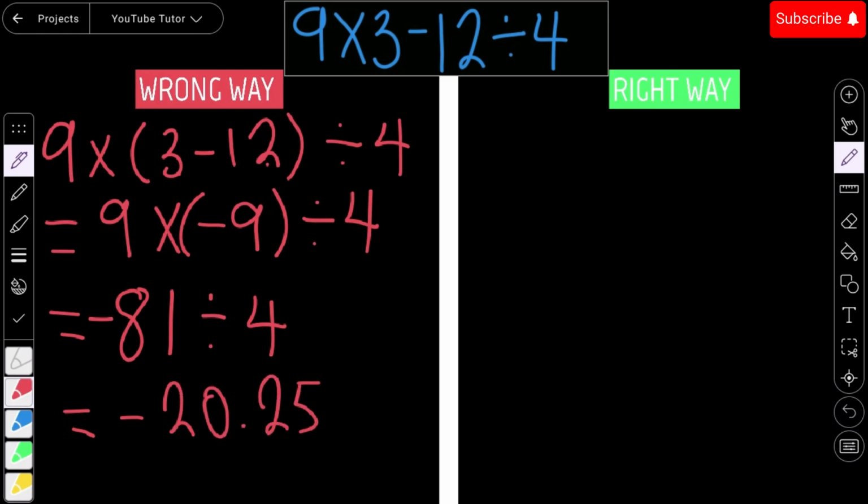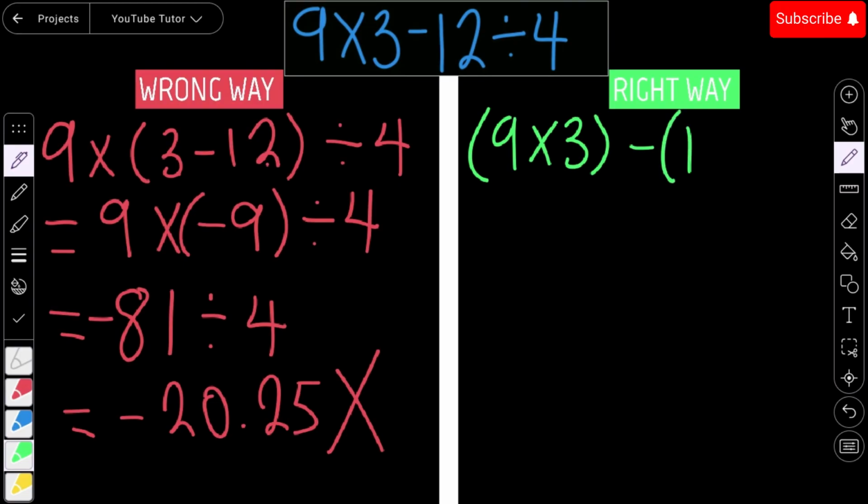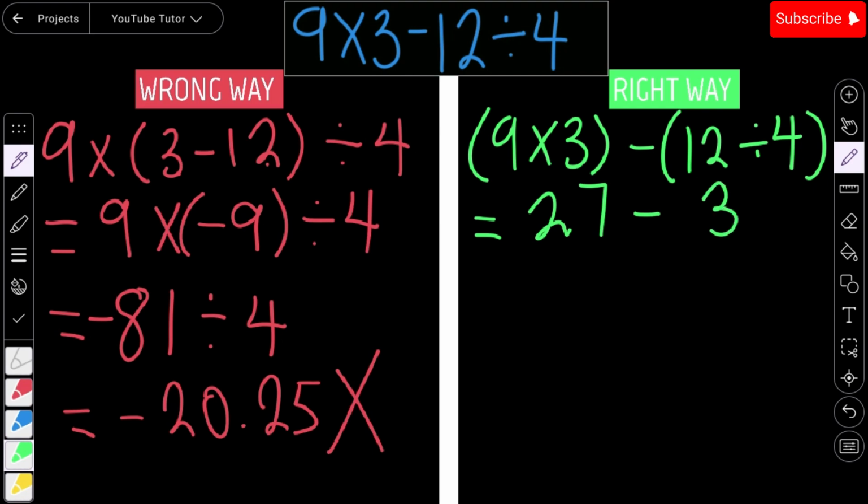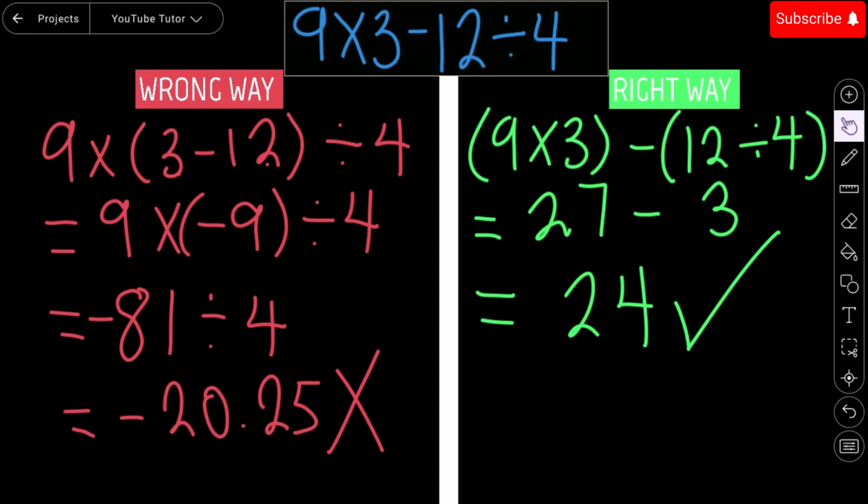Then when we divide negative 81 by 4, we are going to get negative 20.25. But that's totally wrong. The right way to do that is by rather writing it as 9 times 3 in parentheses minus 12 divided by 4, also in parentheses. So we group it. 9 times 3 gives us 27 minus 12 divided by 4, which gives us 3. So 27 minus 3 is nothing else but 24. And that is the right way and the right answer when you do it correctly.